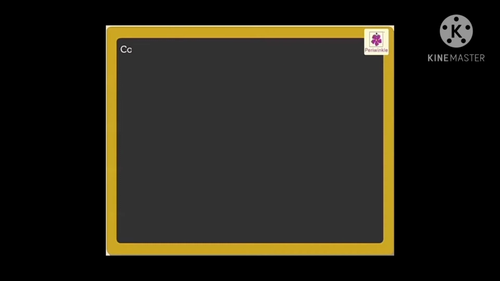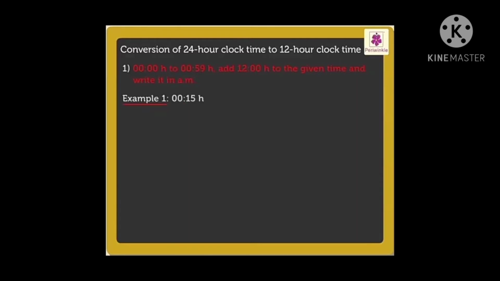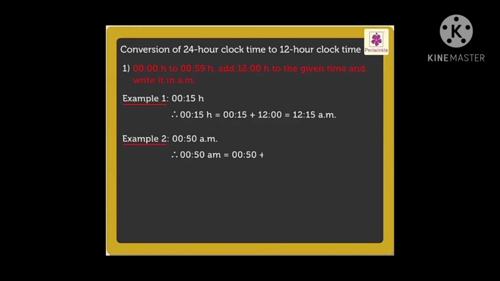Now, let us see the conversion of 24-hour clock time to 12-hour clock time. Even here, depending on the time intervals, the conversions are carried out as follows. 1. For the time from 0 hours to 59 hours, add 1200 hours to the given time and write it in AM. For example, if the given time is 15 hours, then add 1200 hours to 15 hours, which makes 12:15 AM. 50 hours will be equal to 50 hours plus 1200 hours is equal to 12:50 AM.